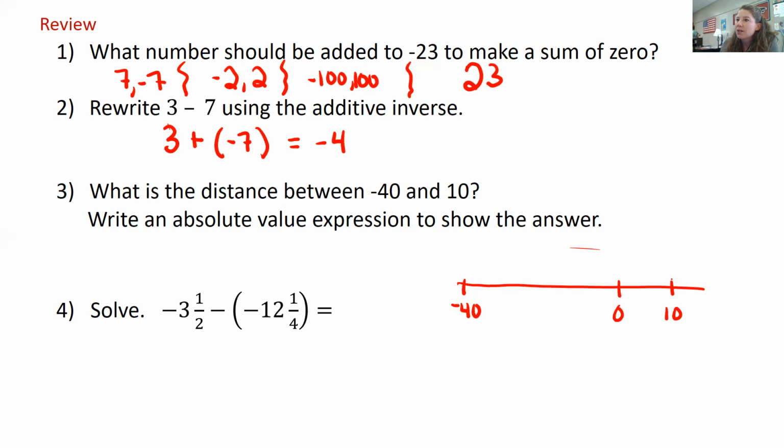They're 50 spaces apart. If you're going to write an absolute value expression to show the answer, since we're talking about distance, it's always a positive number. But really, you're finding the difference between these two numbers. In math, a difference is always shown with subtraction. So there would be our math problem, but since it's distance, we would find the absolute value of the answer. Negative 40 minus 10 is negative 50, and the absolute value of negative 50 is 50. So these two numbers are 50 spaces apart.